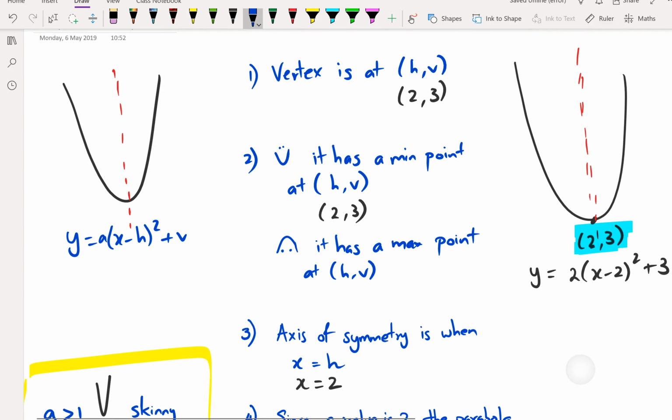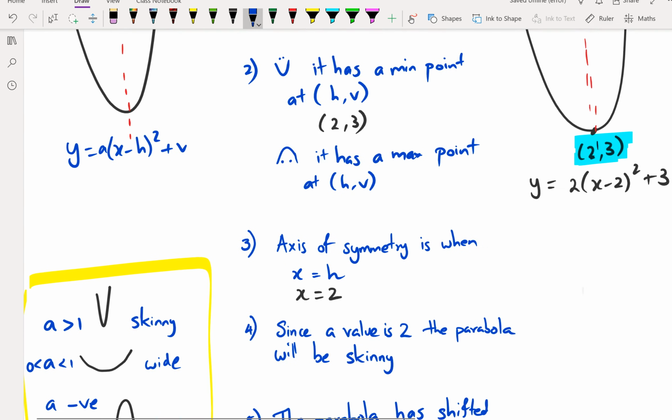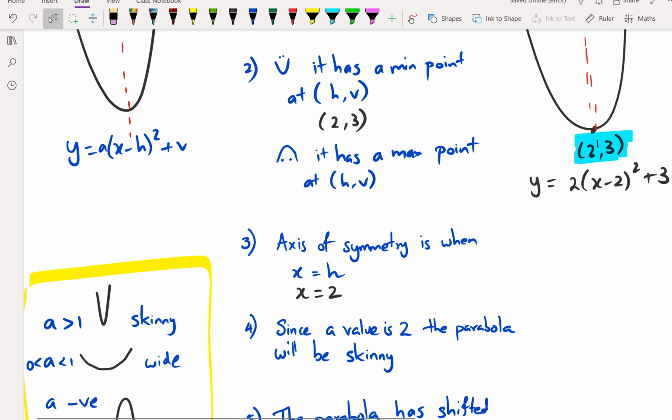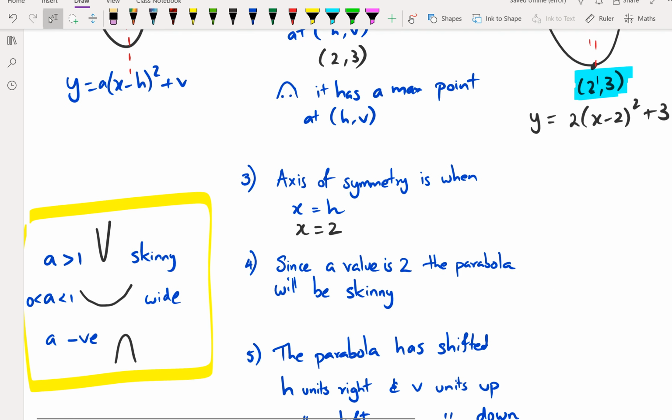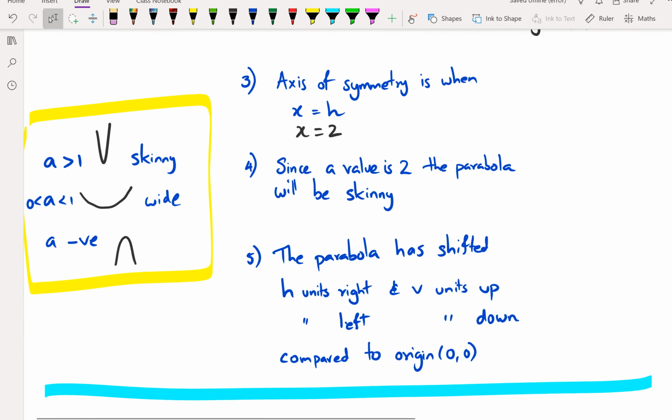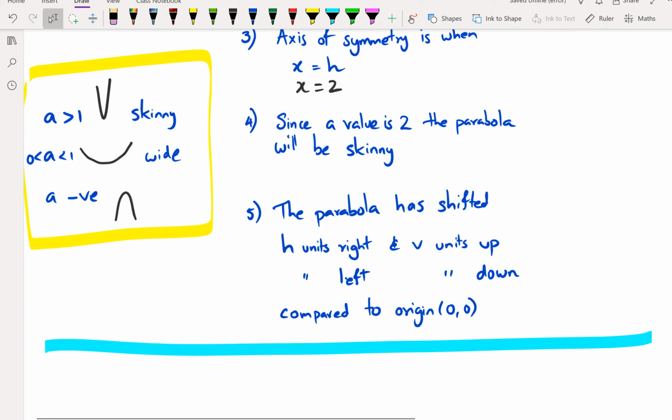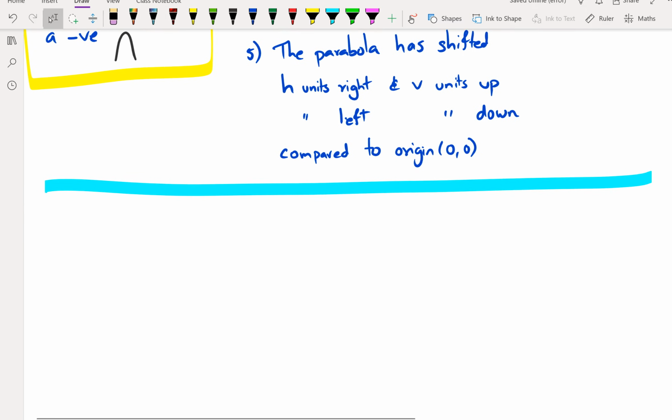Right, is there anything else? Vertex, axis of symmetry, minimum, maximum, shape, and then shift. Yep, that's cool. If I miss something, I'll add it on for you guys later on, all right?